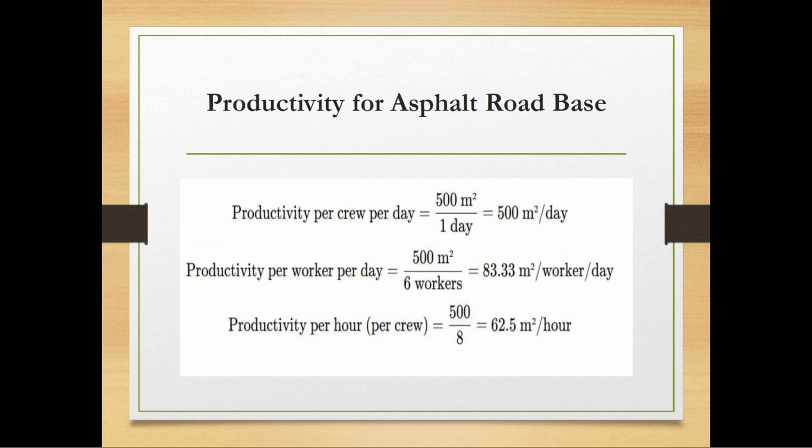Then here is the summary of productivity calculation. In this example, if six workers lay 500 square meters of asphalt base in 1 day, their productivity is 83.33 meters square per worker per day, or 62.5 meters square per hour per crew. This rate helps planning engineers or site engineers to forecast duration and manpower for future projects.